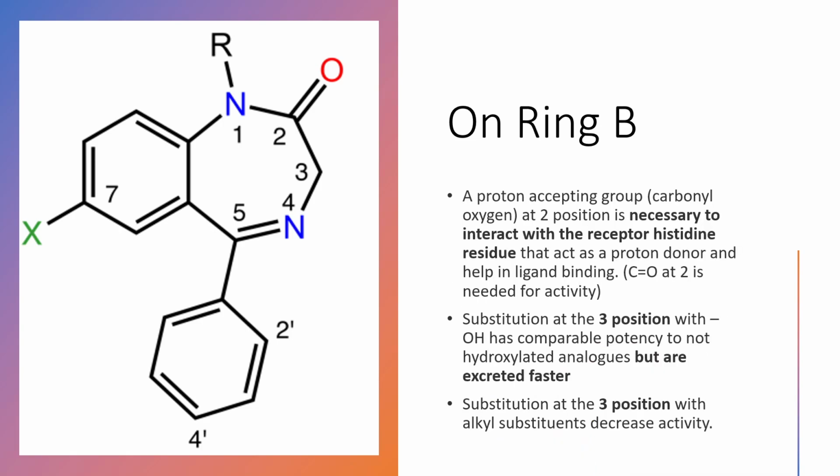For ring B, we're gonna talk about this ring now. A proton accepting group at the 2 position here, like a carbonyl, is necessary to interact with the histidine receptor residue. So you are not allowed to change this substituent at ring number 2. Otherwise, you will have problems with binding. This is mandatory, needed.